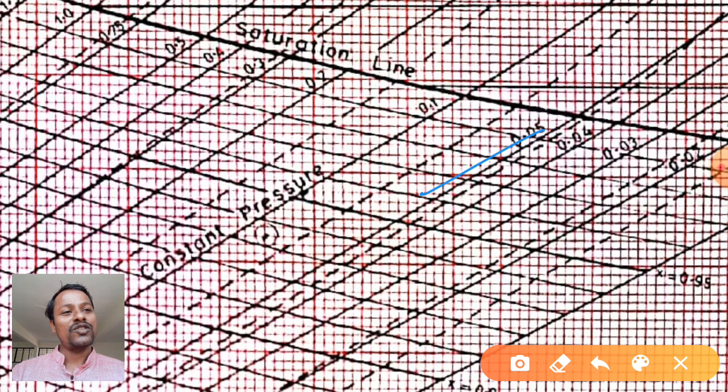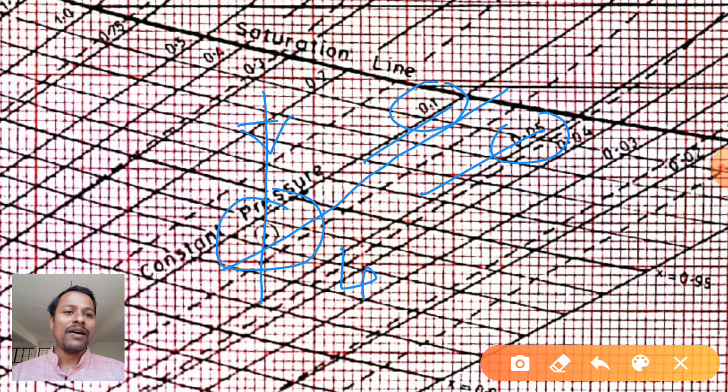So this is the 0.05 pressure line, this is the 0.1 pressure line. In between that, I assume this is the 0.08 pressure line. So the vertical downward line is coming from state 3, and this is our state point 4.